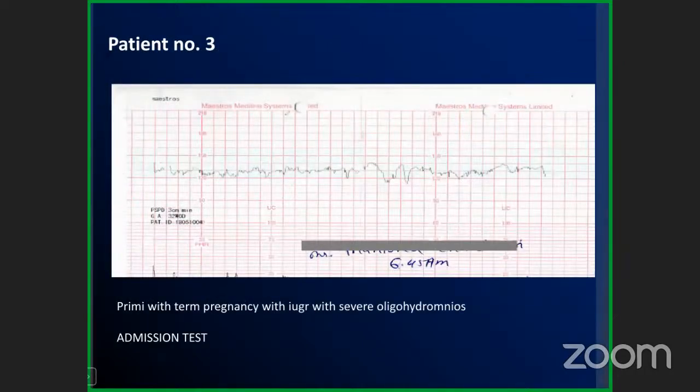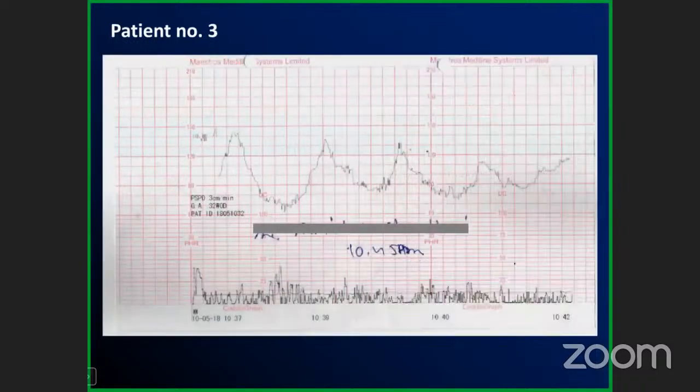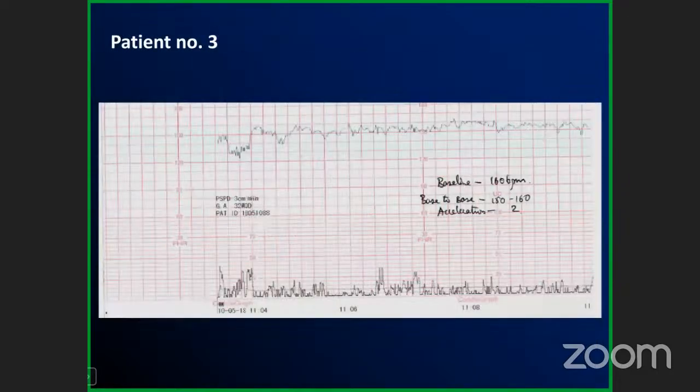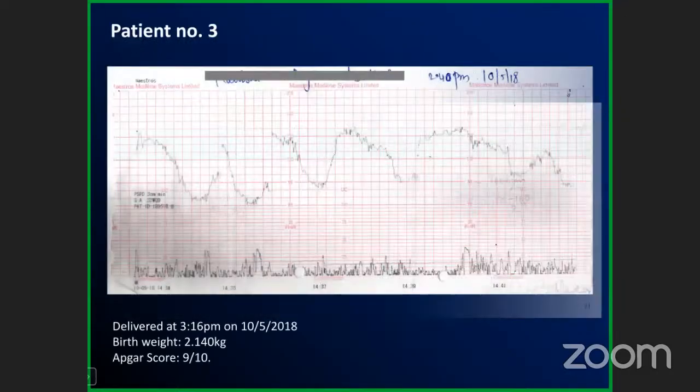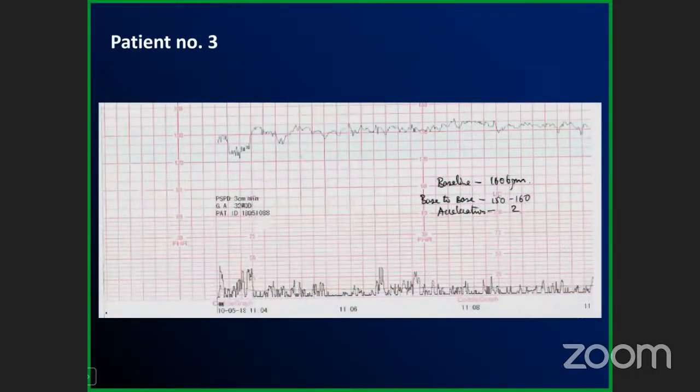This is one very low risk primary gravida, only with an IUGR and severe oligohydramnios. An admission test was fine. We induced her at 1:06 in the morning. She had fetal distress in the process. We removed the PROPES. The next baseline is absolutely fine. The CTG is reassuring and we decided to wait on this patient. She delivered normally.